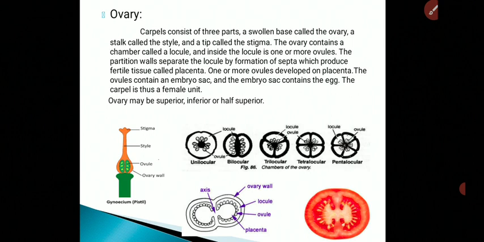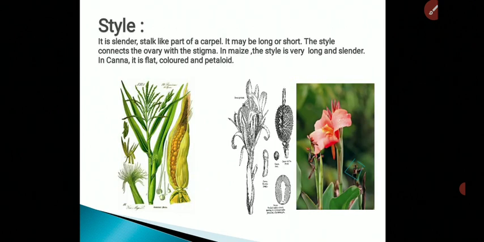Now let's discuss the style, the second part of a typical carpel, which is the elongation of the ovary part. Style is a slender stalk-like part of the carpel, and it may be long or short. The style connects the ovary with the stigma. So this is the middle portion of the carpel which connects the stigma, the uppermost part, and the ovary, the basal part of the carpel. In maize the style is very long and slender, and in canna it is flat, colored and petaloid.